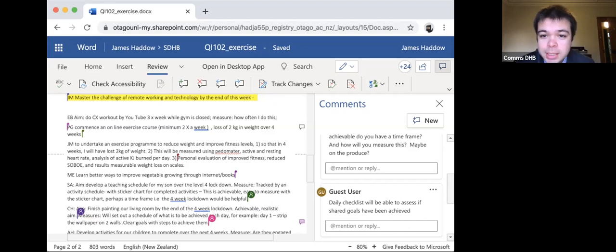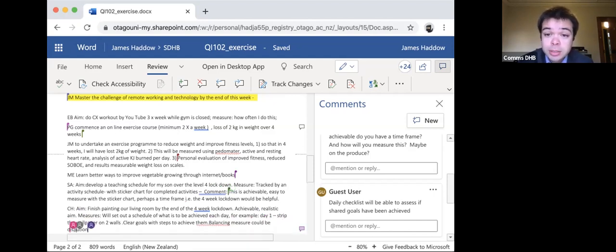The aim is specific to an exercise program. It is measurable, so measuring the weight loss on the scales, as well as things like heart rate. So the weight loss would probably be the outcome measure. Things like the heart rate and kilojoules burned, those would be process measures.